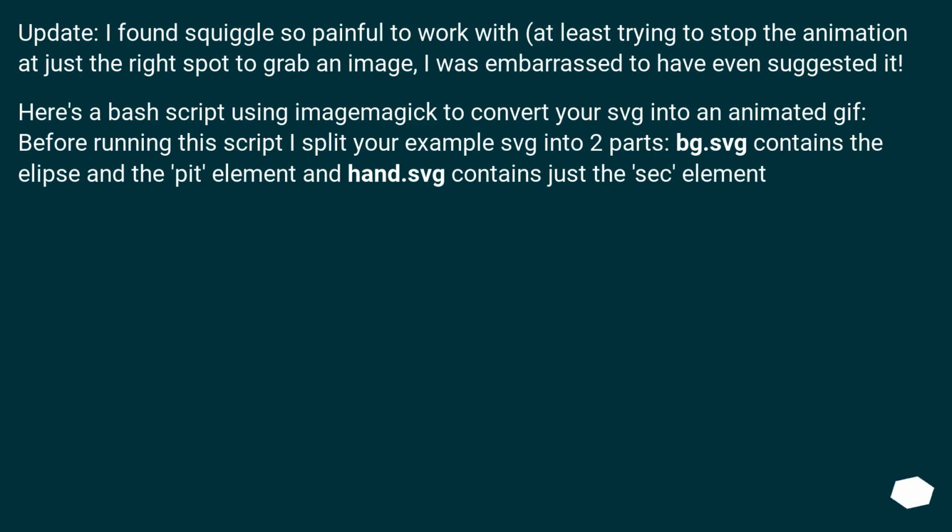Update. I found Squiggle so painful to work with, at least trying to stop the animation at just the right spot to grab an image, I was embarrassed to have even suggested it. Here's a bash script using ImageMagick to convert your SVG into an animated GIF. Before running this script, I split your example SVG into two parts. bg.svg contains the ellipse and the pit element, and hand.svg contains just the second element.